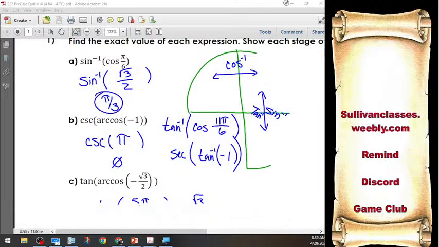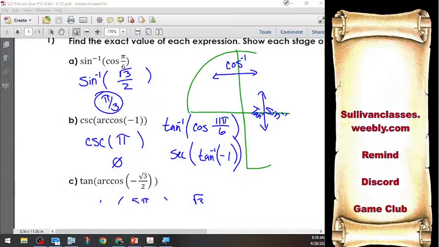Oh, arctangent -1 is tangent quadrant 4. That's at negative pi over 4. Go find the secant of negative pi over 4, which is the reciprocal of square root of 2 over 2, so square root of 2. Because the 2 root of 2 and 2 root of 2 over 2 will cancel after you rationalize and all that.